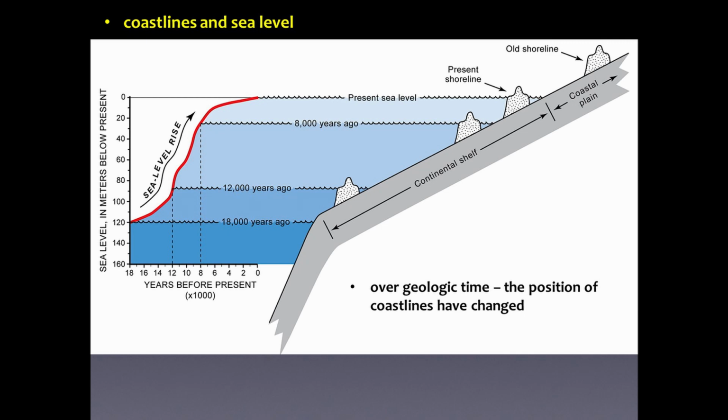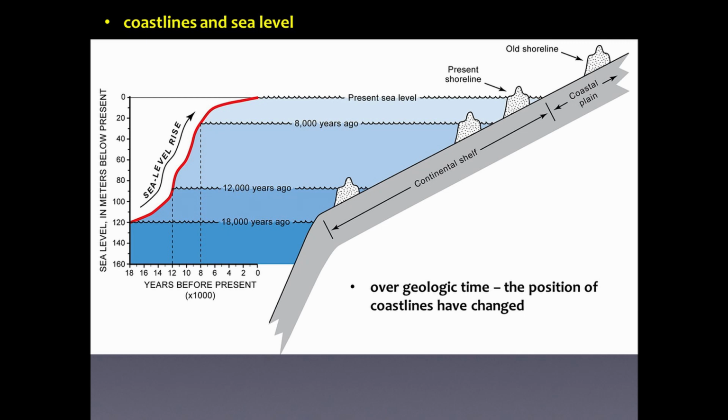If we look at coastlines over geological time, we see that the position of coastlines isn't static, but something that changes. At times in the past, sea levels have been much lower, and therefore the coastline extended much further onto the continental shelf. At other times in the geological past, sea level has been much higher. This diagram gives you an example of where coastlines lay at different times within the last 20,000 years.